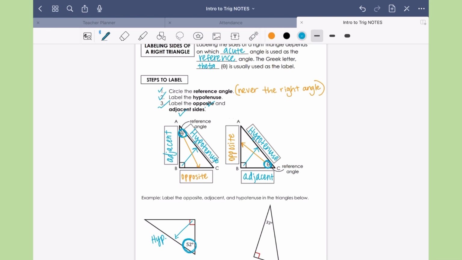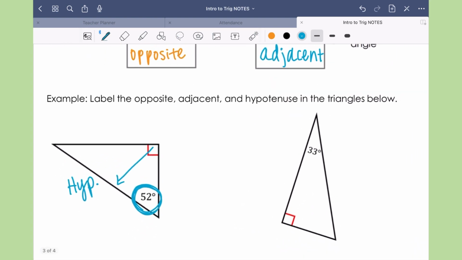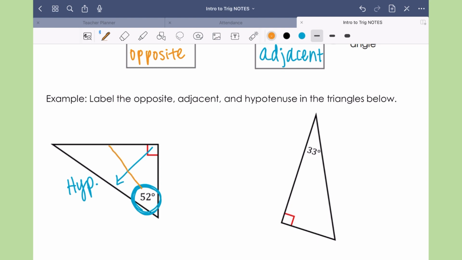Label the opposite and adjacent sides. Okay, so go to your reference angle and go across. Opposite of that angle is your opposite side. So I'm just going to put OPP. Okay. Now my adjacent side is right next to the angle. So I already have the hypotenuse labeled and I have the opposite side labeled. So next to it is the adjacent side. So I'm just going to put ADJ, adjacent.